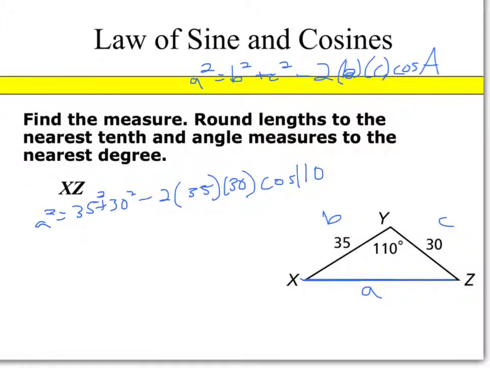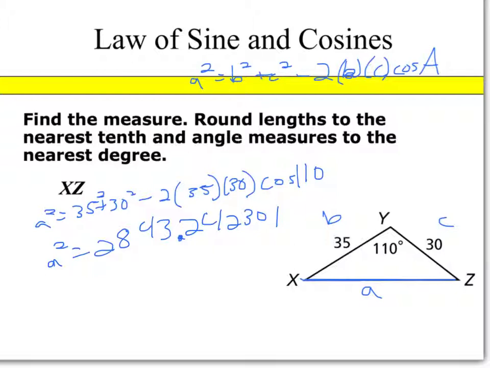Okay, now when you type this into your calculator, you take the 35 squared plus 30 squared minus 2 times 35 times 30 times the cosine of 110. You can type all of that into your calculator. You will get a number, this is going to be A squared, equal to a number like 2843.242301. If you type that in correctly, that's the answer you will get.